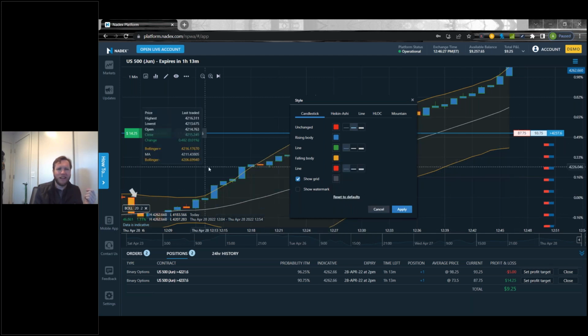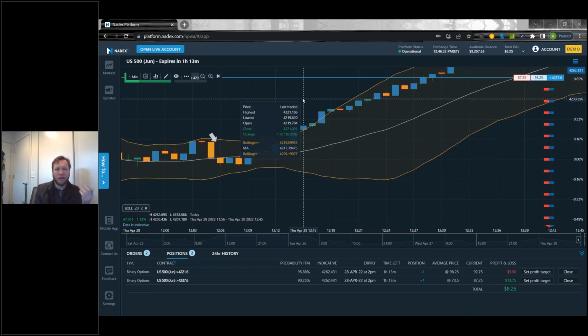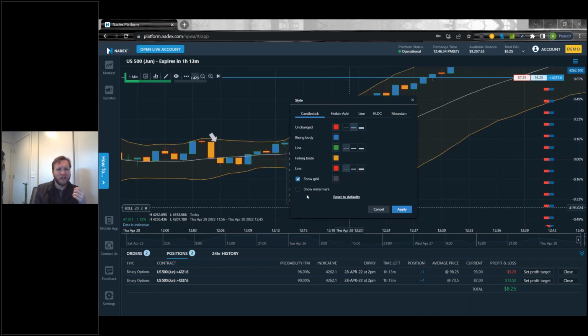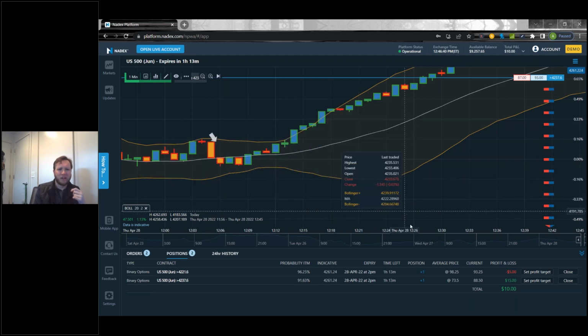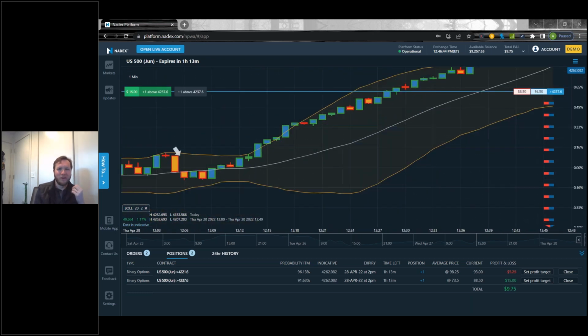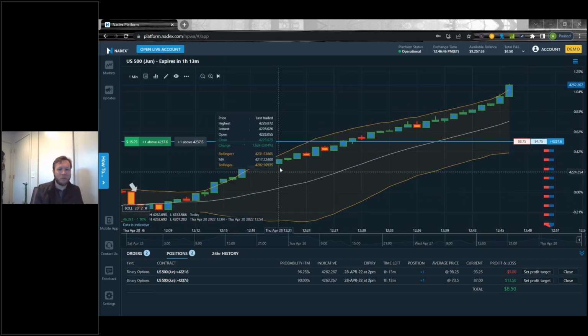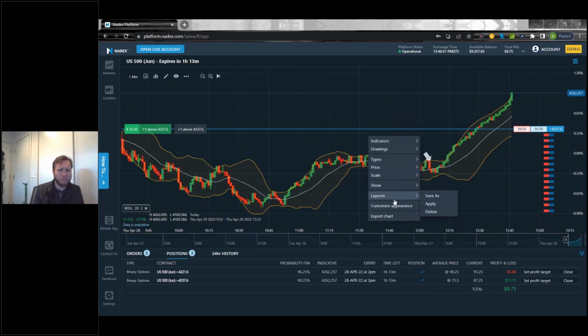So now we have a blue and yellow. Let's apply this. So now we have blue, we have yellow, and you can even change things like how thick these lines are, right? So now they're very thick outside lines. That looks fairly terrible, but feel free to do whatever you want to do on the chart. That's why we have this customized appearance section, so that you can customize this however you see fit.